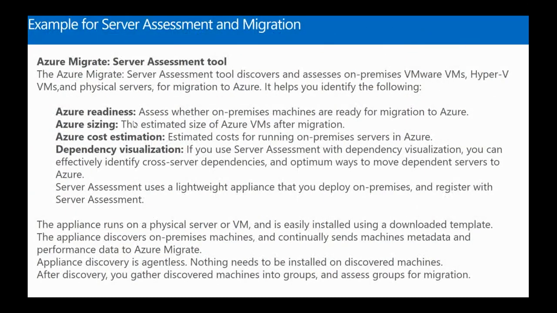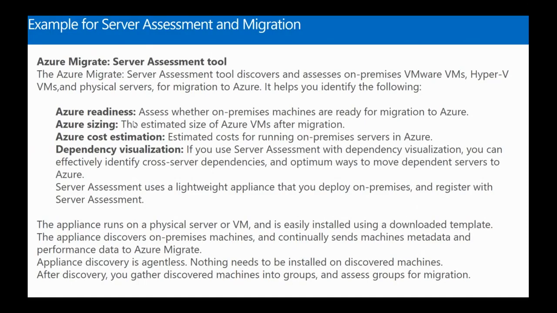So what are the examples of server assessment in Azure Migrate? Imagine I want to do a migration for servers, maybe on VMware or Hyper-V. First of all, it will do a readiness check. It will run an assessment of which servers are ready to move to Azure, and it will give us a readiness report. If the servers are ready, then it will give a report. If the servers are not ready, then it will tell us why the servers are not ready and what precautions we need to take.